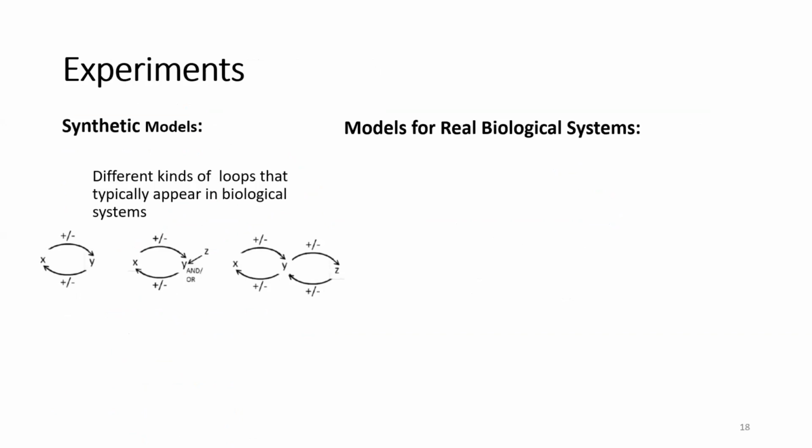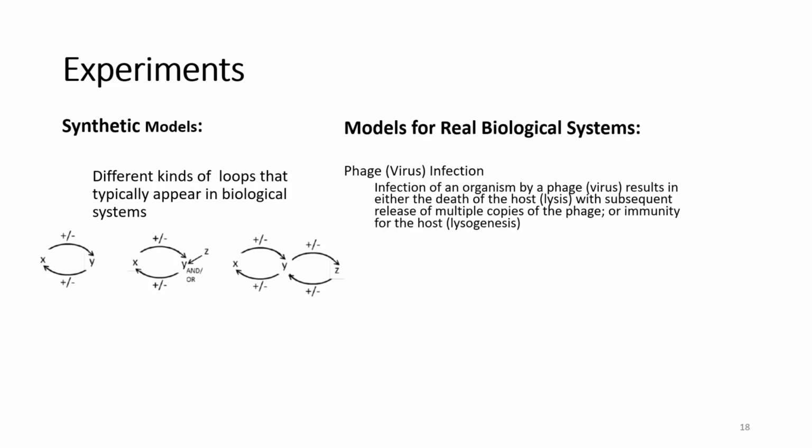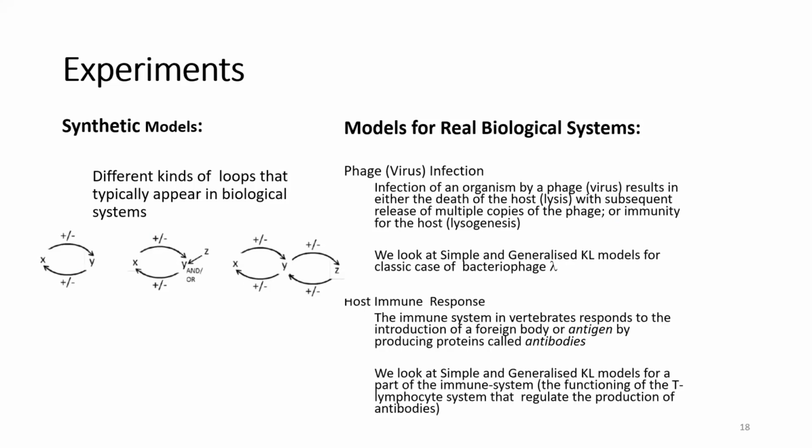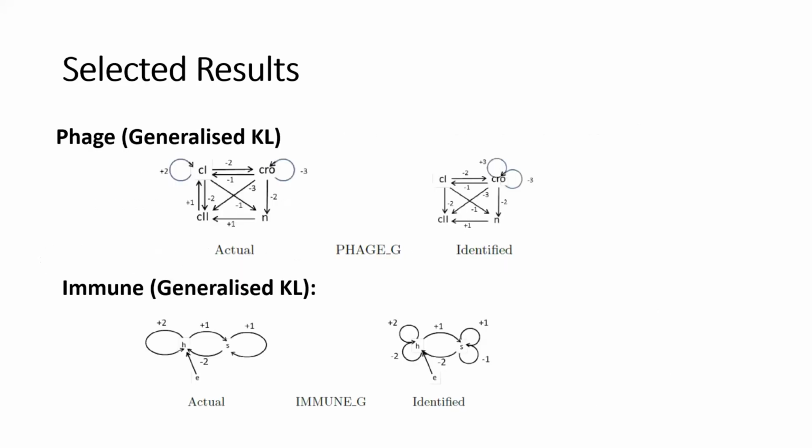We've done a bunch of experiments with synthetic models of various kinds of typical loops that are there in Thomas's book. We also looked at some topical real systems for which there's some actual biological data. One with virus infection and the loops that are involved when a virus invades a host, and the other to do with an immune response when the host responds to the virus infection. So details can be found in the paper.